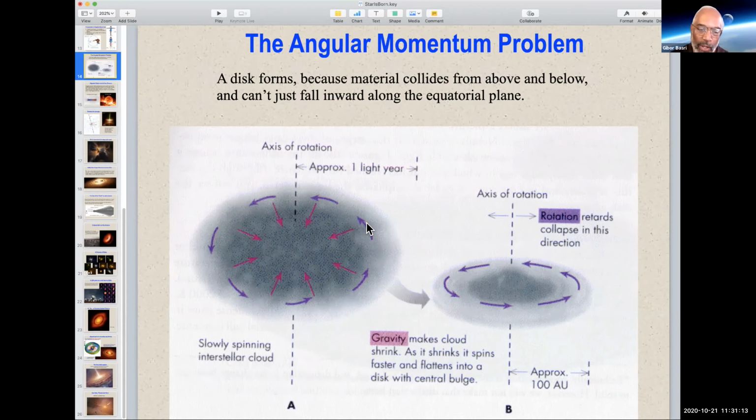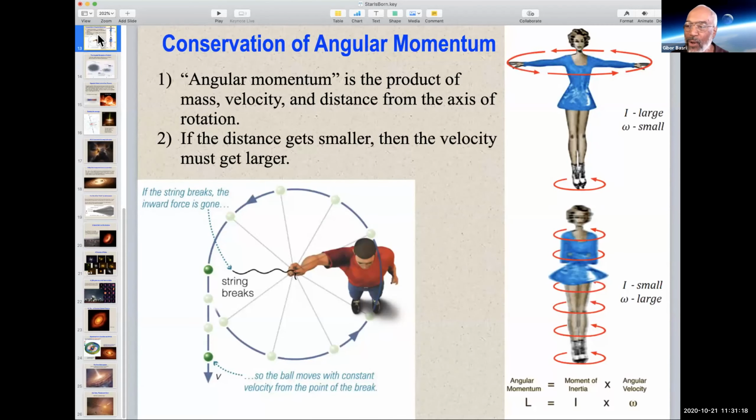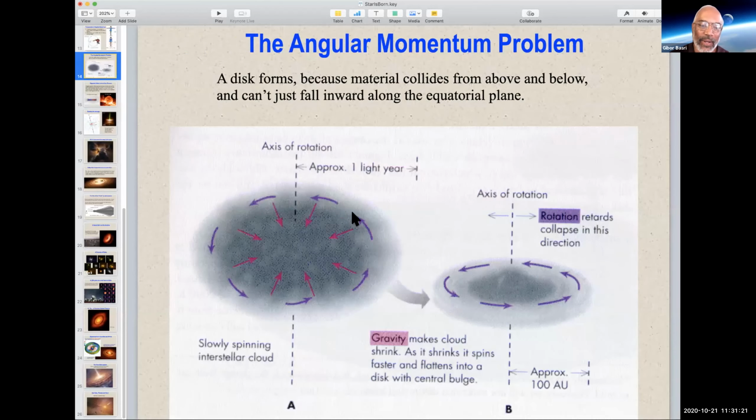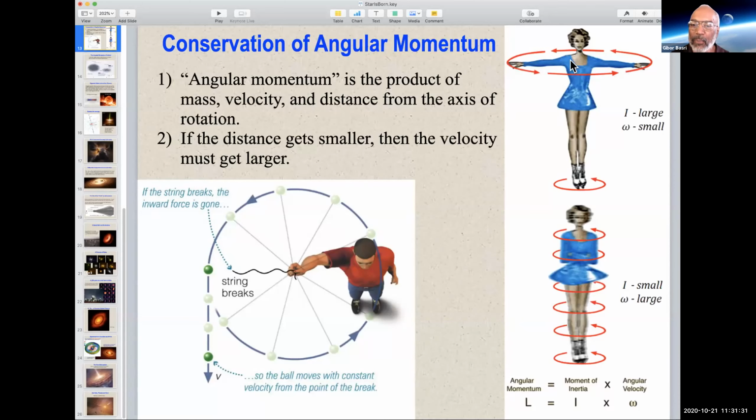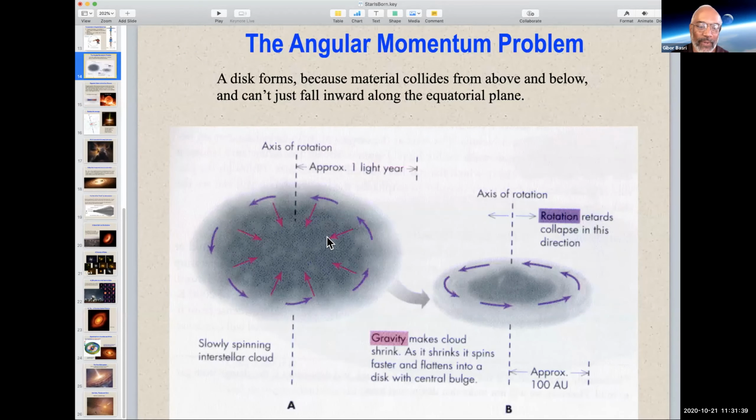So it does try to fall inward, but remember there's this conservation of angular momentum that it also has to obey. So if it falls inward in this direction, the distance from the rotation axis hasn't changed. So remember in this picture, if the skater doesn't pull her arms in, she doesn't go any faster. If she does pull her arms in, she goes faster. So if this parcel of gas drops this way, it doesn't have to go any faster. But if it tries to go this way, that's like pulling the arms in, it has to go faster. And in fact, it'll go faster and faster until it's in orbit, basically.